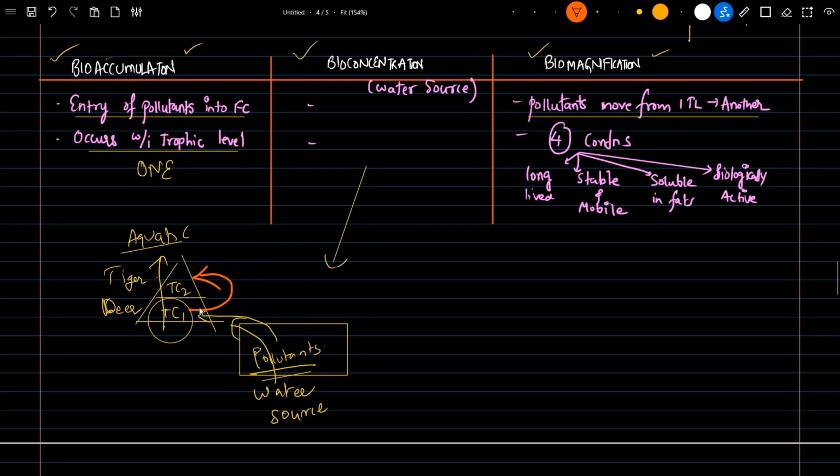For a pollutant to move from one trophic level to another, four conditions need to be satisfied. One, the pollutant should be long lived. Next, it should be stable and mobile so that it moves easily and freely. Next, it should be insoluble in fats. And fourth, it should be biologically active. So this is the major difference between bioaccumulation, bioconcentration, biomagnification.